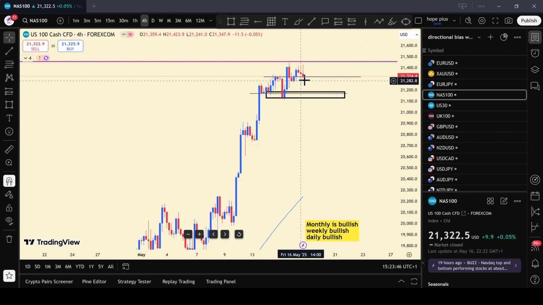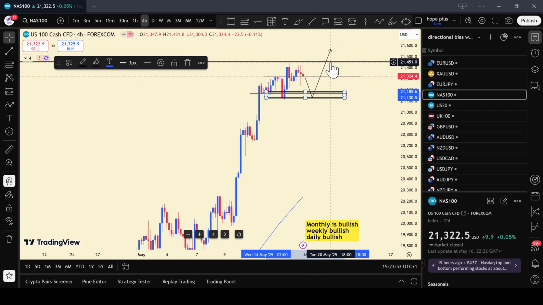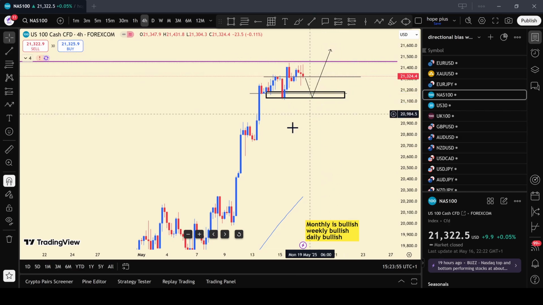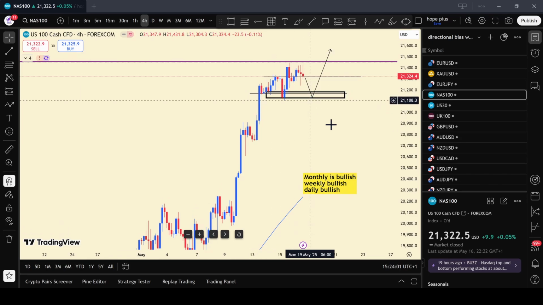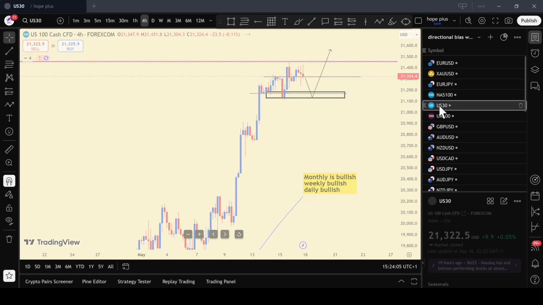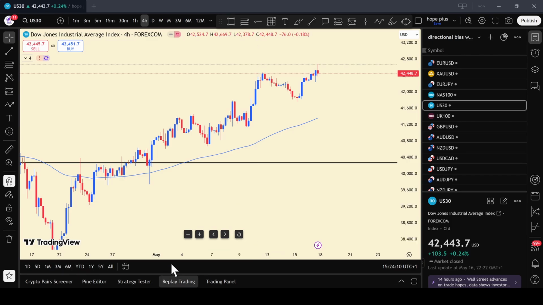Once price comes back in here, we can buy and then target the monthly resistance. So nothing much. This is heavily bullish, and these are my areas where I'll be interested in buying on NAS. So let's take a look at US 30, and I think from there I will call it a day.